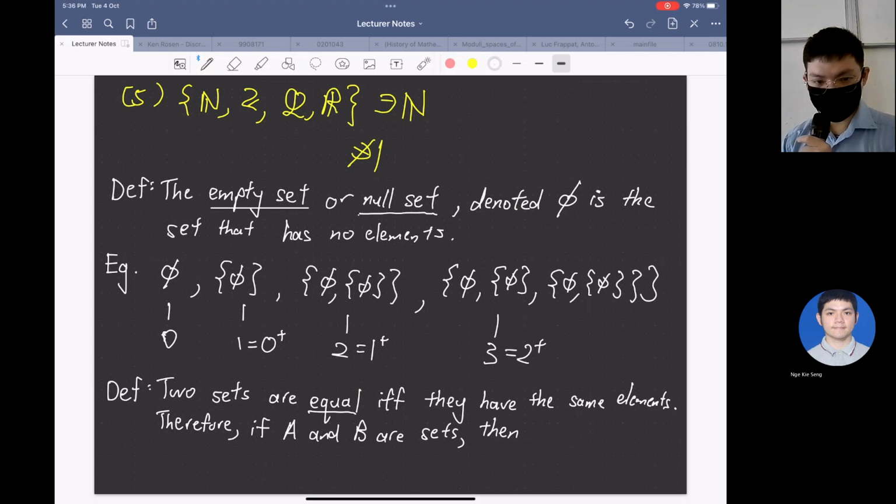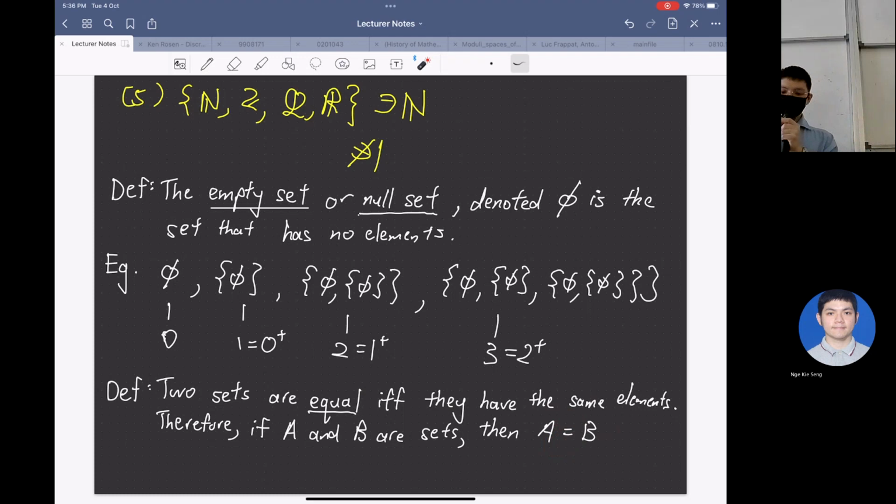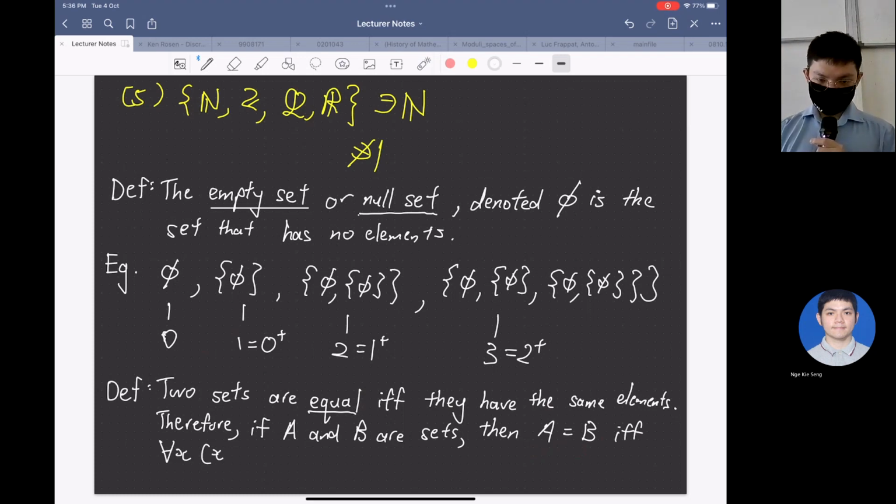So A and B are equal. So I write A equals B. There's a lot of meaning in this equal. If I say the numbers are equal, then the equality is on numbers. If I say equal between sets, it is set-wise equality. So I'm going to define: A equals B if and only if for every x in A, x is also in B, and the other way as well.